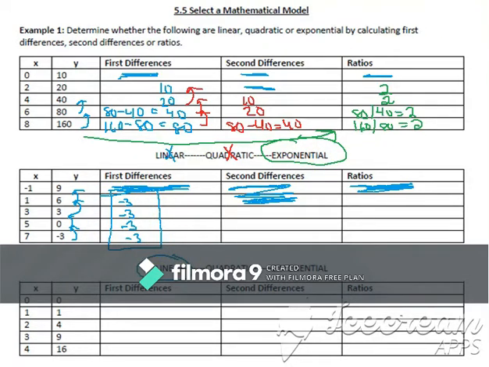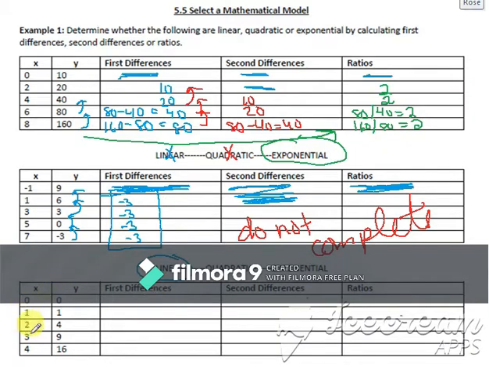You do not have to complete second differences or ratios. Do not complete. Only complete them in order, and as soon as you find it, then stop.